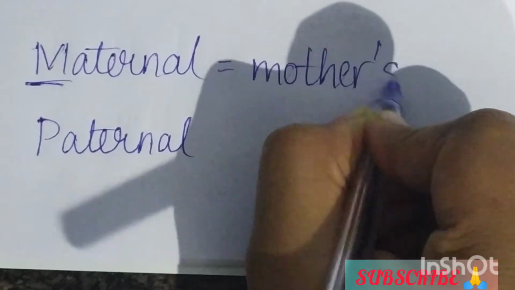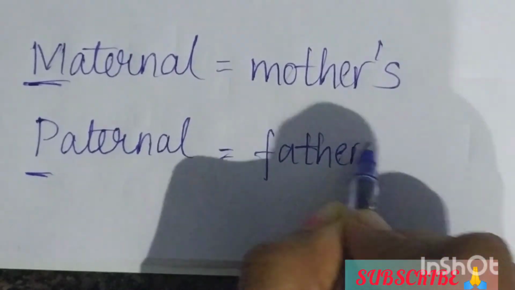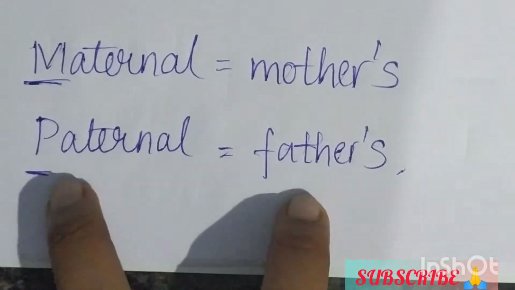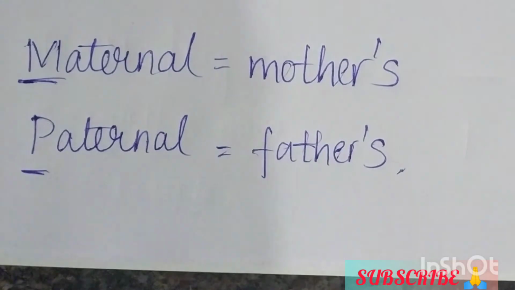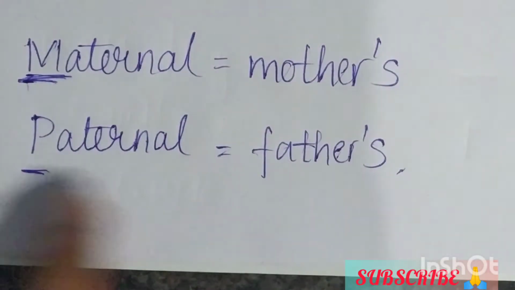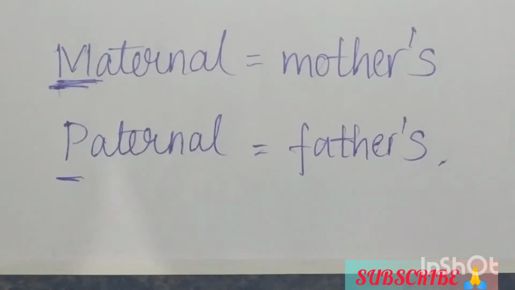So maternal is mother's side, paternal is father's side. Maternal, in the sense of any relation, means mother's side, and paternal is father's side. Now let us see the relation for aunt.